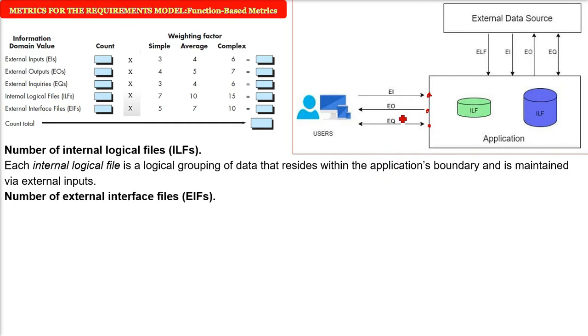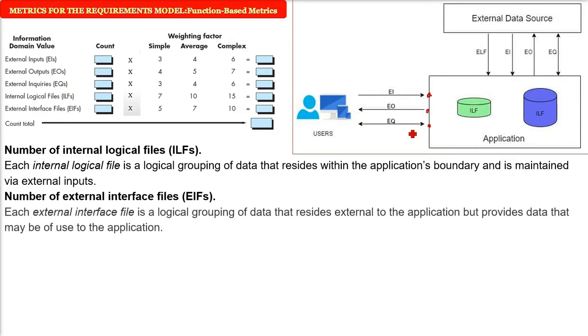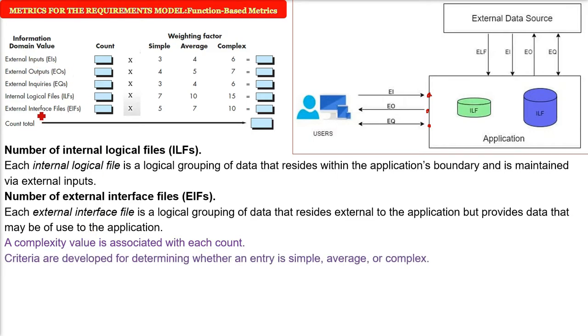What are external interface files or EIFs? Each external interface file is a logical grouping of data that resides external to the application, but provides data that may be of use to the application. So you have an application, inputs are coming from the user, there is an external data source. So now we will assign a complexity value to each count. That is, you have a certain value of these. For example, you have how many external inputs? I'm just giving you an idea, because we'll take an example and you'll see what numbers we infer.